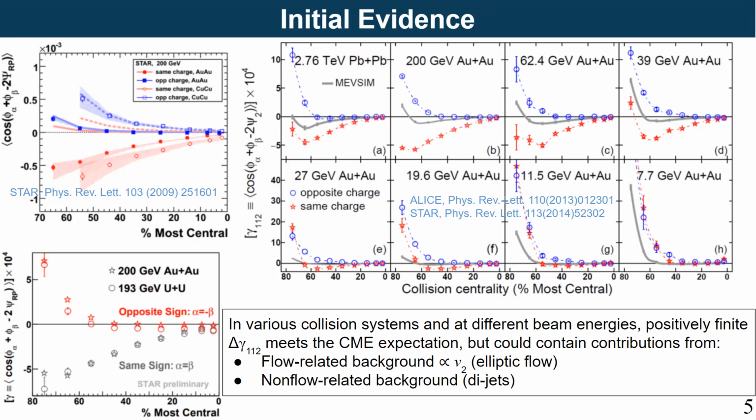So up to then, we were pretty happy. But we cannot be over-optimistic. Even though we see some finite difference, it could be related to something non-CME. For example, flow-related background, which is proportional to elliptic flow, the second harmonic of the Fourier expansion. Or there could be even non-flow background due to resonance decay, dijet, momentum conservation, and so on. So we have to deal with this before we claim victory.